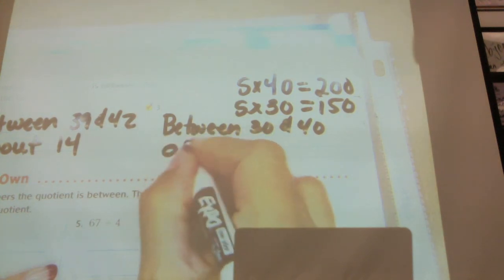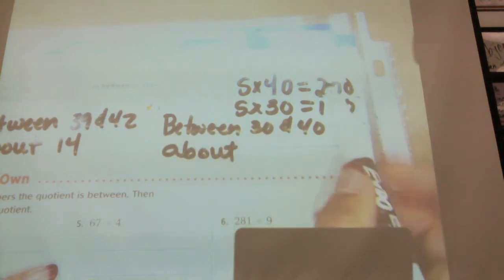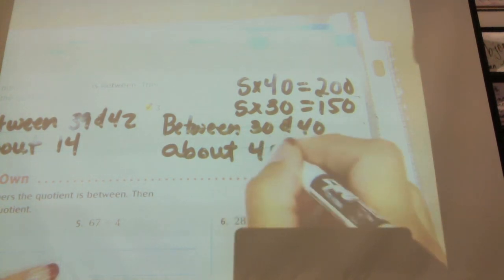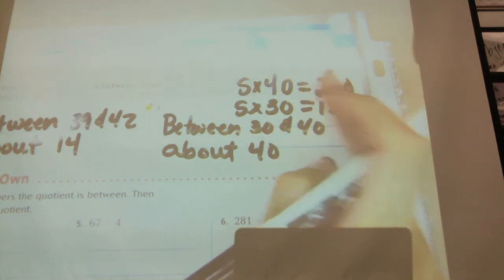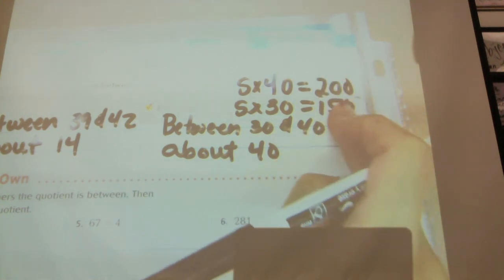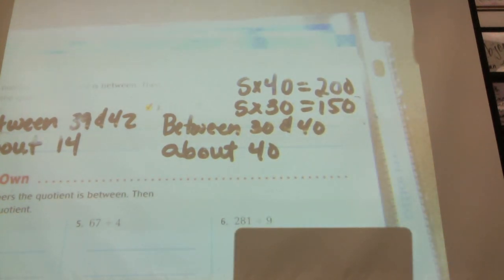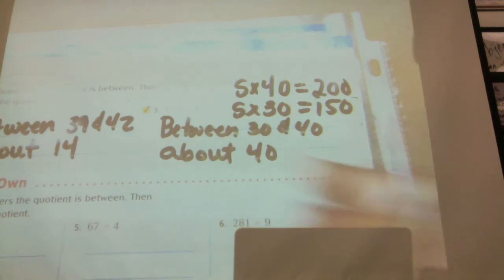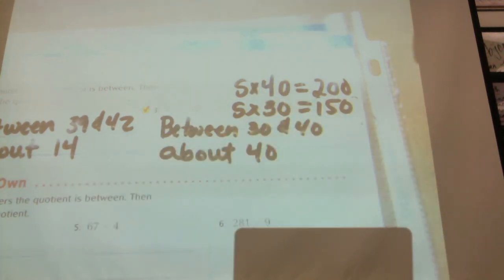It's about, which one of these will we pick? 40 or 30? 40. About 40, because it's closer to the 200 than it is to the 150. Okay? So that doesn't mean that what he was saying was wrong. It's actually more accurate, but we're not that detailed yet. We can do by tens.